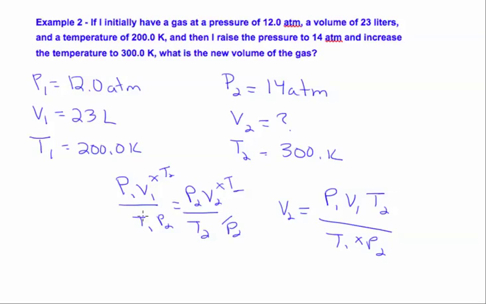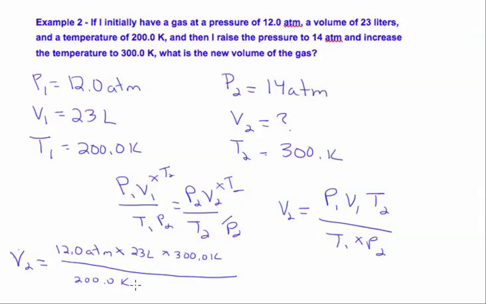So when we plug into our equation, we get 12 atm times 23 liters times 300 Kelvin divided by 200 Kelvin times 14 atm. And our atmospheres and our Kelvin cancel out to give us liters for our volume, which is good.